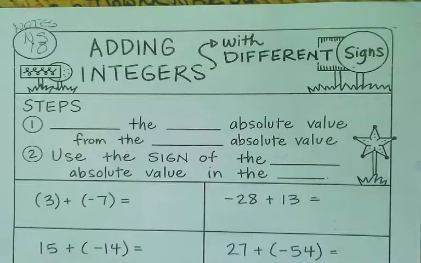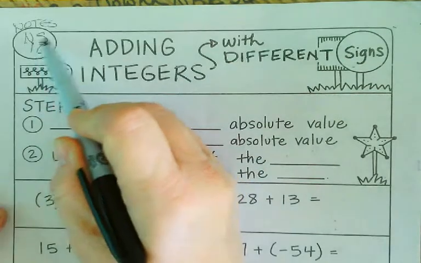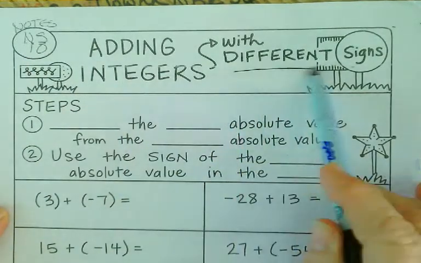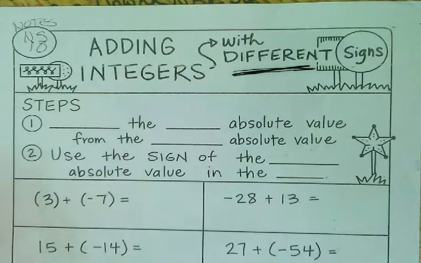Anyway. Notes for number sense 10. We are adding integers with different signs. Different signs. I saw the sign. Signs, signs, everywhere signs. Alright, that's enough.